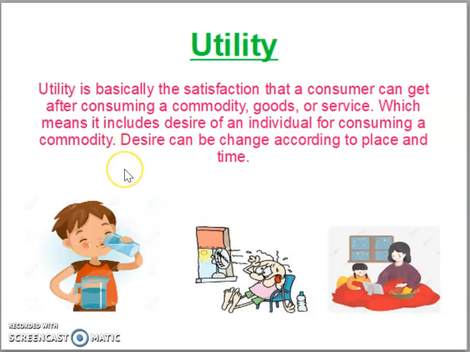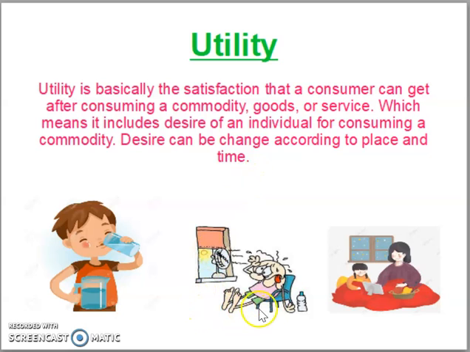Along with this, different people can have a different level of utility. Suppose this person is thirsty, so one glass of water can give him satisfaction. But if there is another person who is not thirsty, the one glass of water cannot give him the same satisfaction. So the desire can be changed according to place and time.